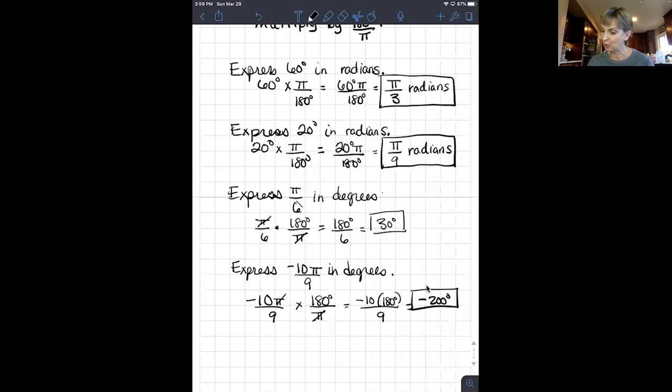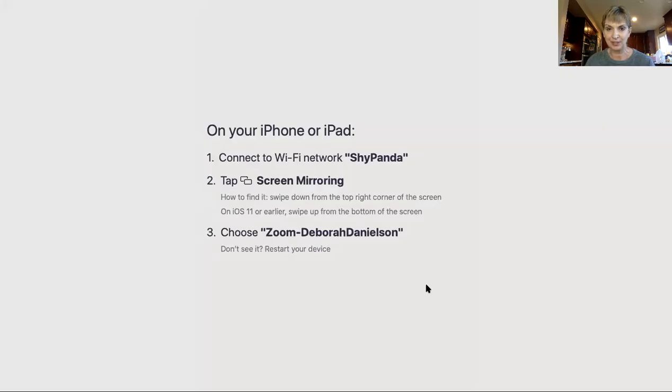Okay, and that's it for radians, just your beginning introduction to radians and practicing converting between degrees and radians. I hope everybody had a good experience with that first introduction to radians, and everyone have a great day and have a good time practicing that skill.